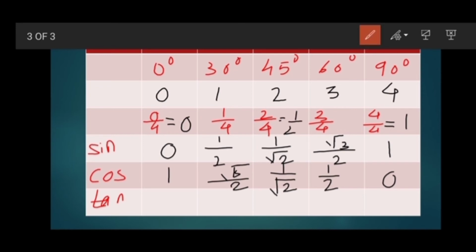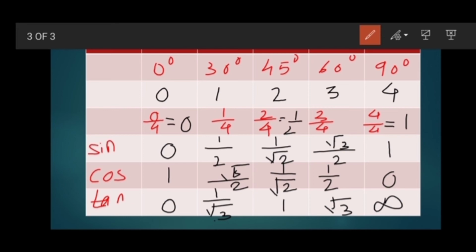Sine 0 over 1 will always be 0. Then 1 over 2 divided by root 3 over 2: the 2 gets cancelled, and we get the value 1 over root 3. And 1 over root 2 divided by 1 over root 2 will be 1. Root 3 over 2 divided by 1 over 2: here also the 2 gets cancelled, and we get the value root 3. And 1 divided by 0 now: we cannot divide any number by 0, so the answer will be infinity.